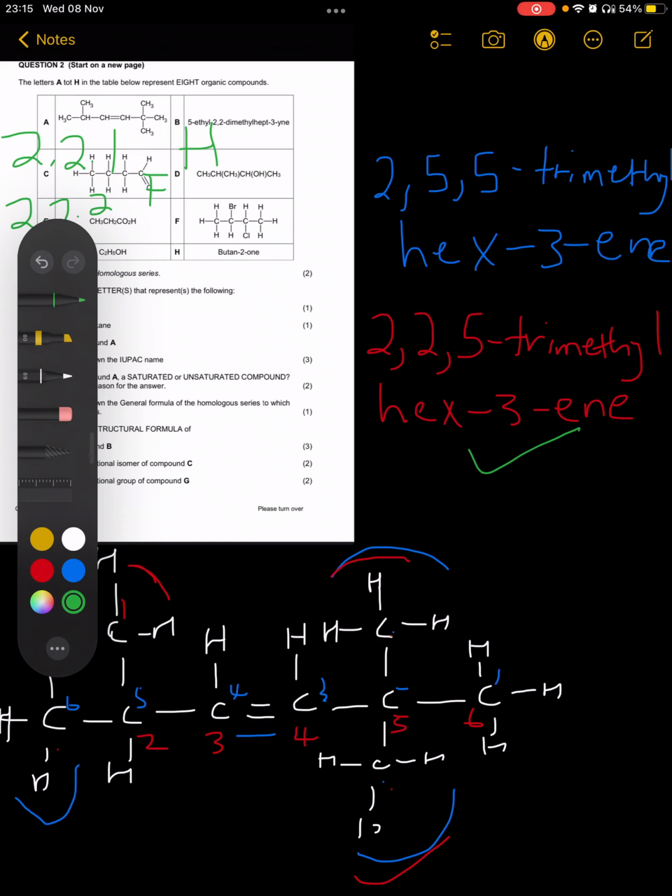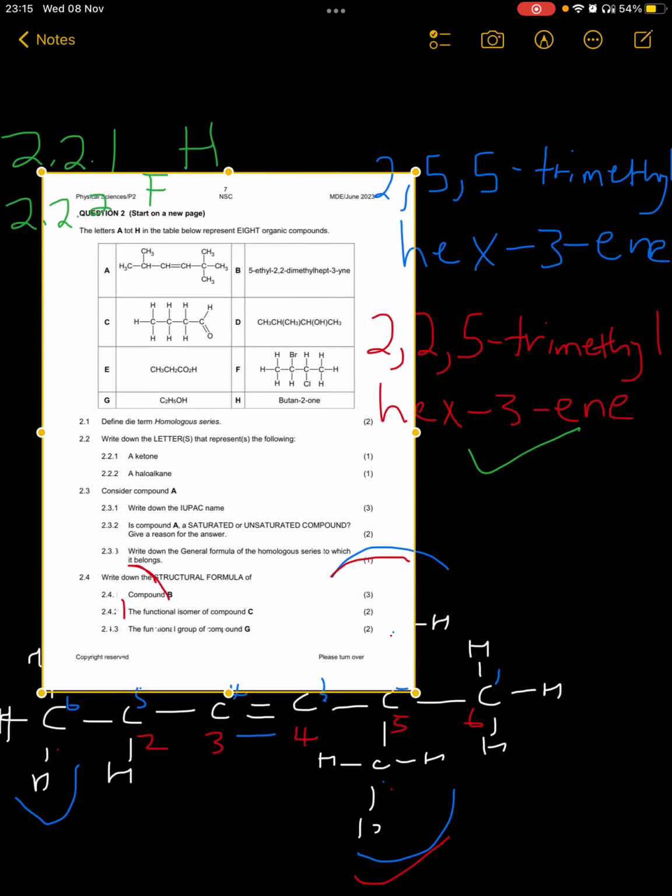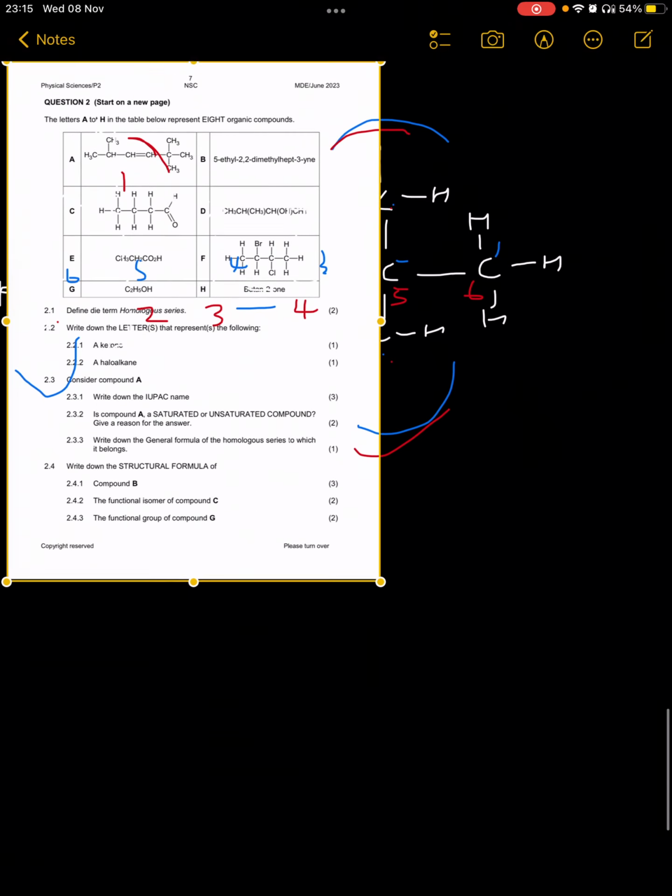And one would ask, why is the 2,5,5 not? I mean, the structure has more substituents closest to carbon number 3 having that functional group. I think that's a pretty much simpler explanation. Okay, now let's take you down.